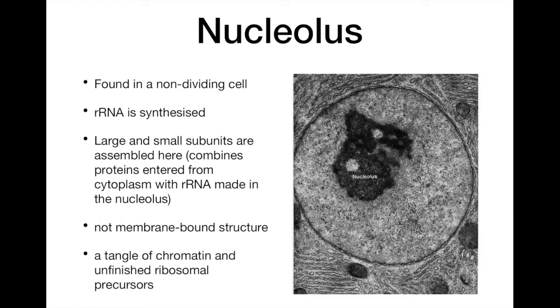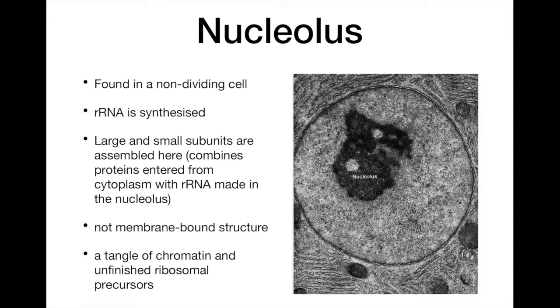What is that? It is this black area. This is an electron photograph. This is the nucleus, and this is the nucleolus. Here RNA is synthesized. The small and large subunits are assembled here, and it's the part of the DNA that is more compact. The nucleolus is more darkly stained, as you see, because it is more dense.